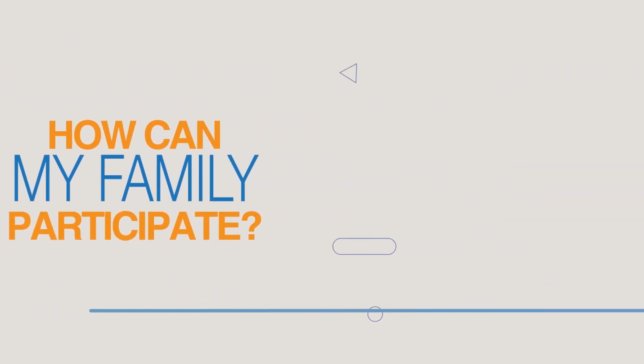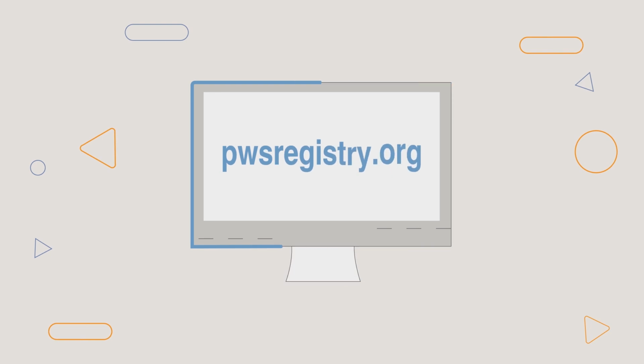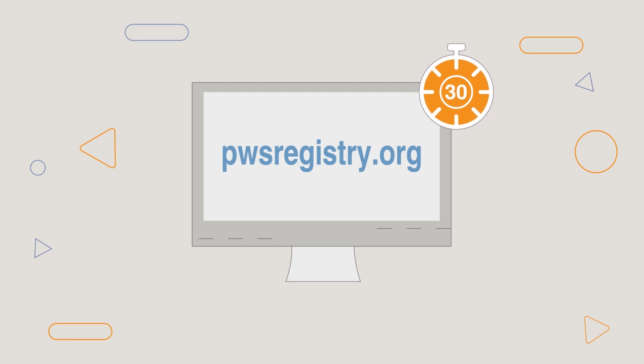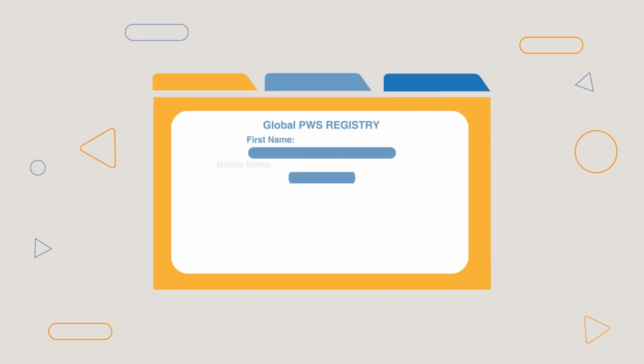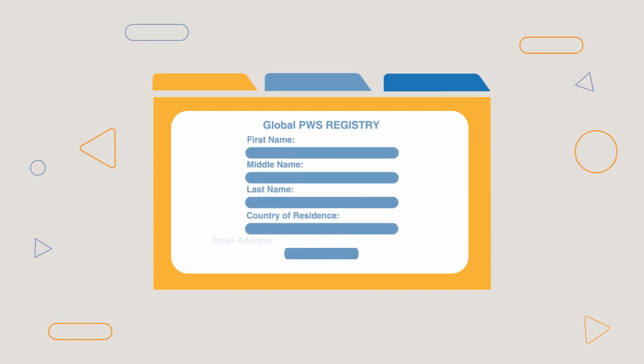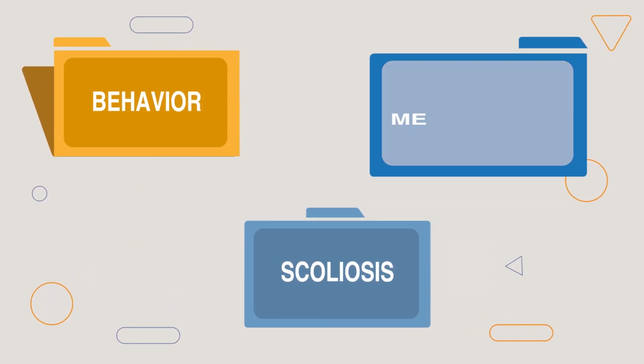Start by registering at pwsregistry.org. The initial registration and general medical history take 20 to 30 minutes to complete. All of the surveys are online. Each survey covers a different aspect of PWS, for example, behavior, scoliosis, and medications.